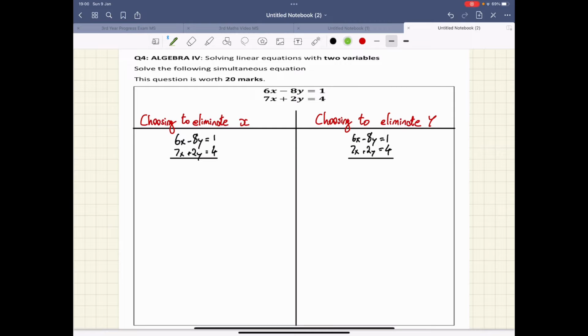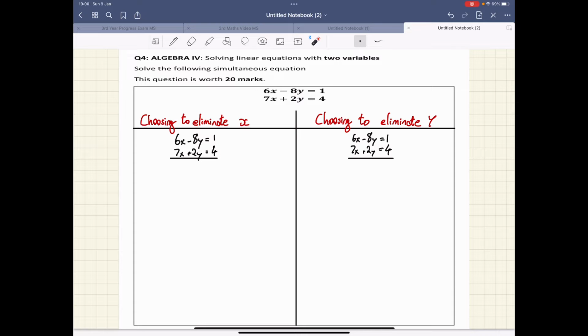Okay, so this is question 4 from the Algebra 4 chapter, solving linear equations with two variables. So solve the following simultaneous equation. Simultaneous equations can be solved, but you need to eliminate a value first. You might have noticed I've put choosing to eliminate x and choosing to eliminate y.